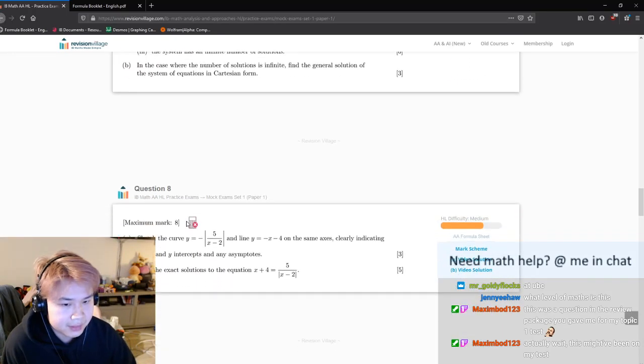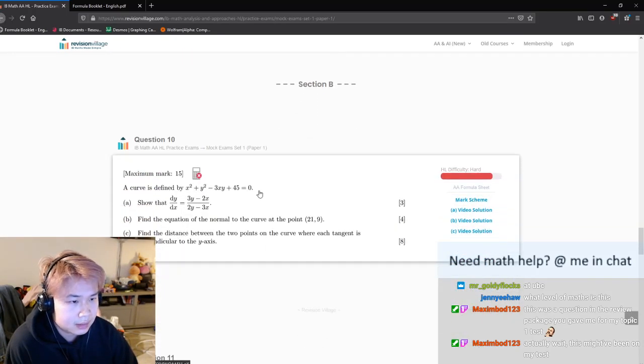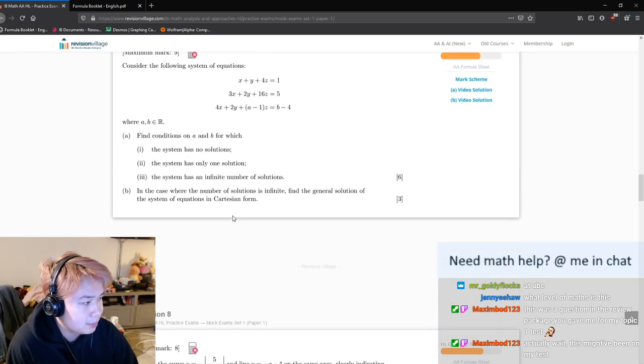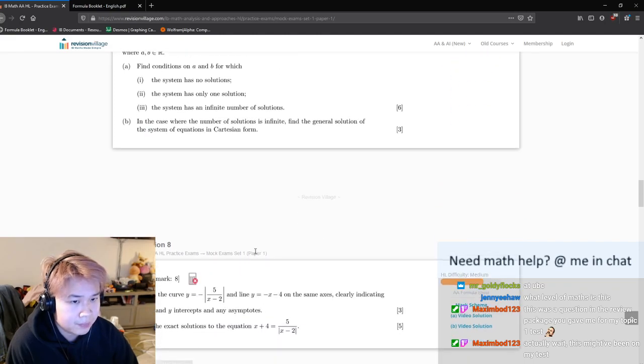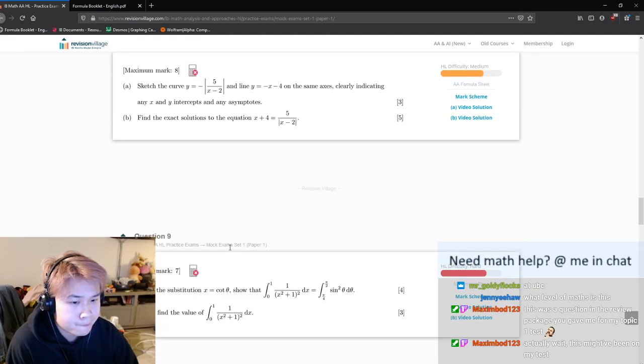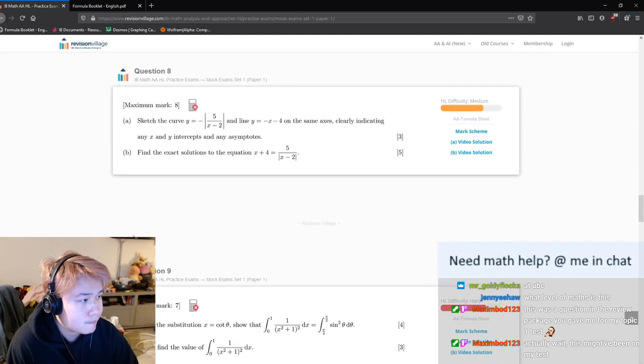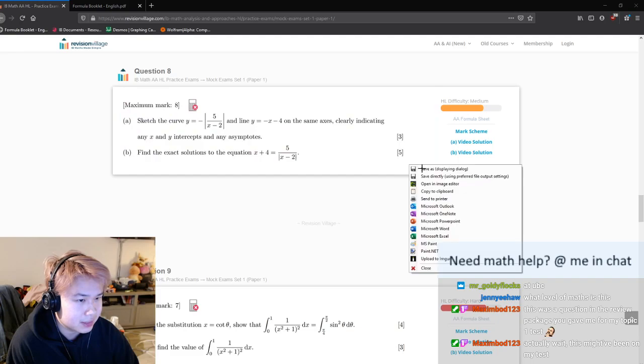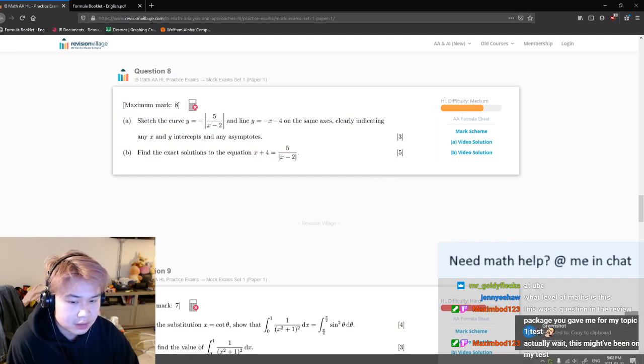I want to get to at least the section B questions before I consider playing a game. So, and there's only 2 questions left, so shouldn't be too bad.